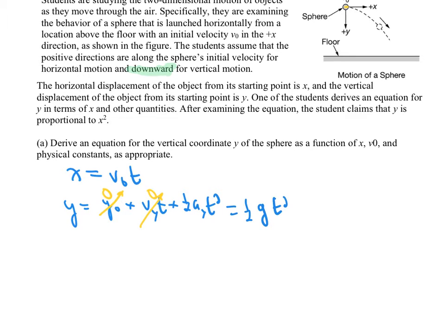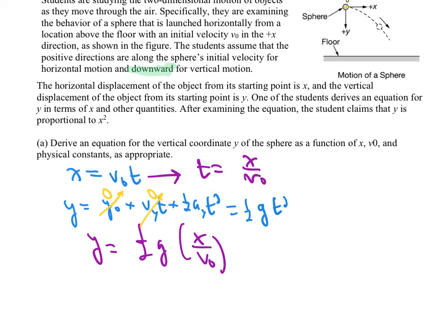We go back up and we say, but the first equation tells us that the time to hit the ground, or the time that it travels, is x over v0. And so we get y is 1/2 g times (x over v0) squared, which the rubric says you're of course free to write as 1/2 g x squared over v0 squared. Either way, that gets you the 2 points.